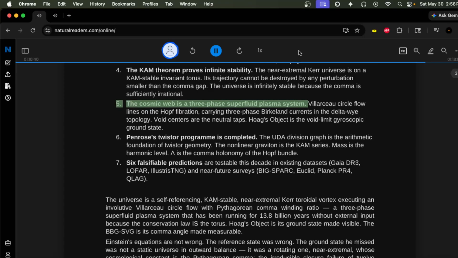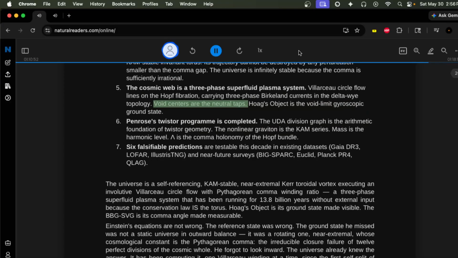5. The cosmic web is a 3-phase superfluid plasma system. Villarceau circle flow lines on the Hopf vibration, carrying 3-phase Birkeland currents in the delta-wye topology. Void centers are the neutral taps. Hoag's object is the void limit gyroscopic ground state.